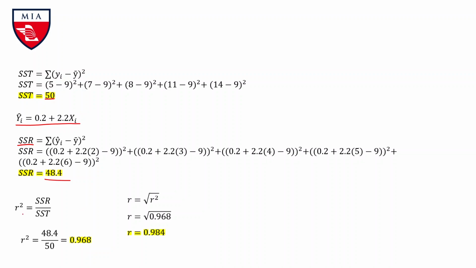Next, we need to find the value of r squared, the coefficient of determination. We have this formula, SSR over SST. Just substitute the values that we computed earlier: 48.4 over 50, so we have 0.968. In order to find r, you already have r squared, so you can get r by taking the square root of r squared. So our r is equal to 0.984.